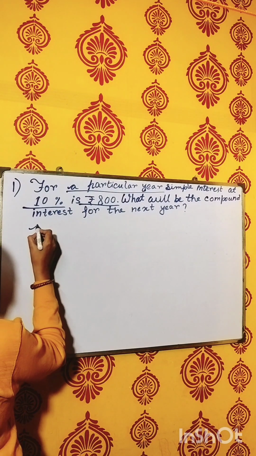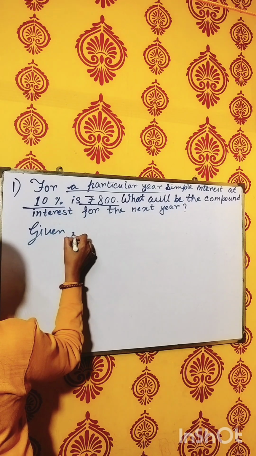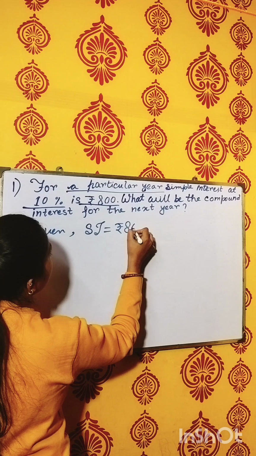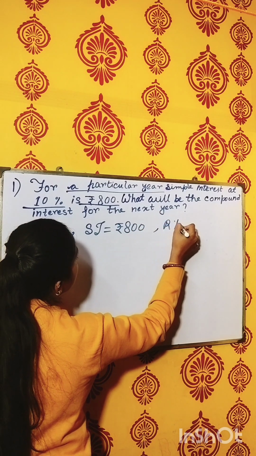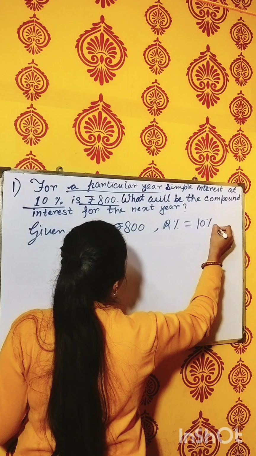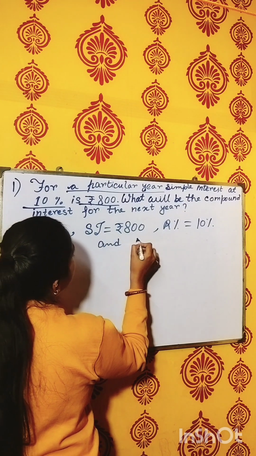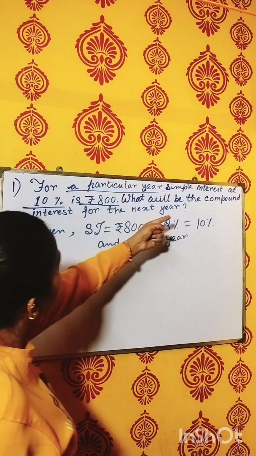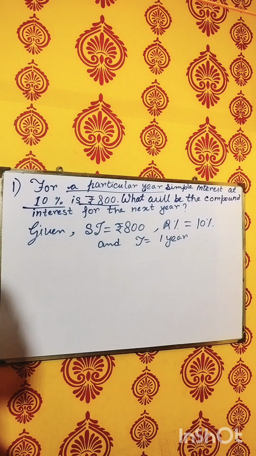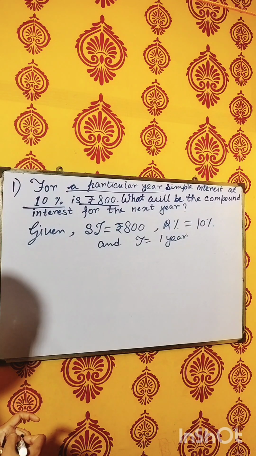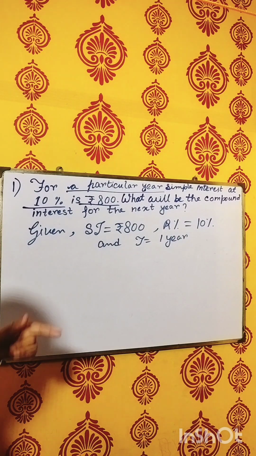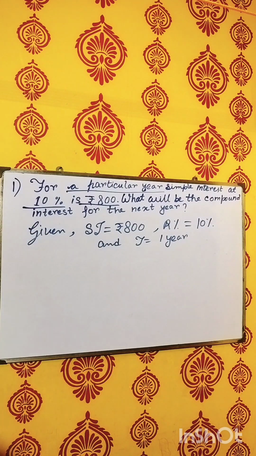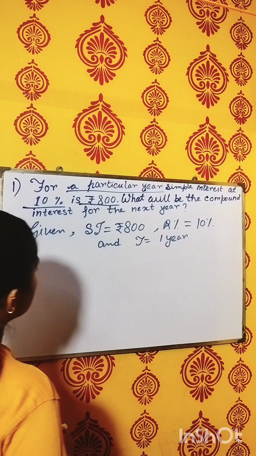Okay. Now we will write the given data. Given: simple interest is equal to rupees 800. Rate percentage is equal to 10%, and the time T is equal to 1 year. Okay. What will be the compound interest for the next year? So we have to find out the compound interest. To find the compound interest, we have to know the principal sum. So at first we have to find out the principal sum.